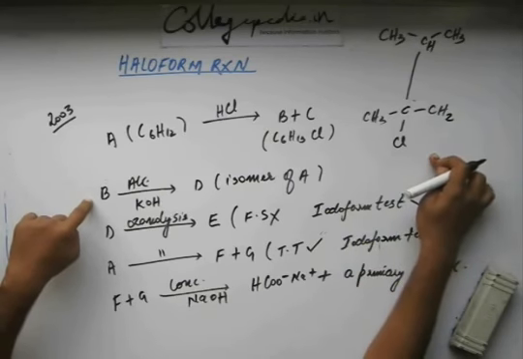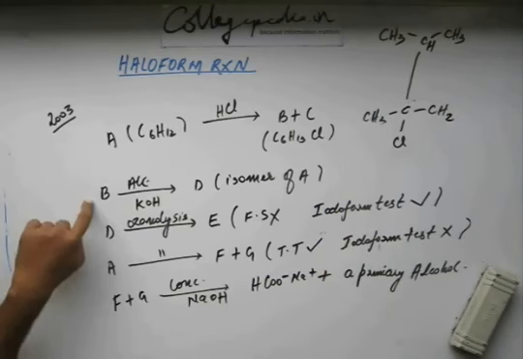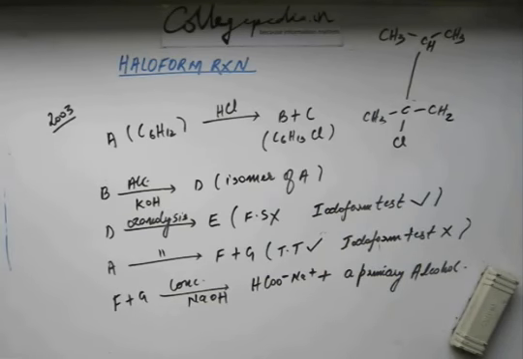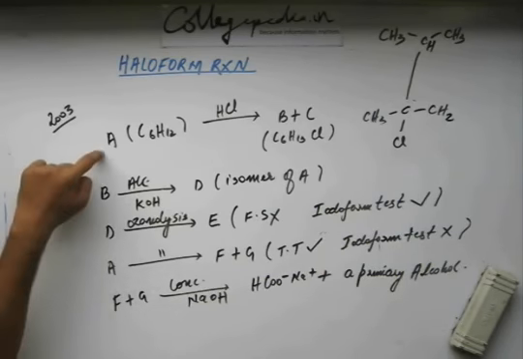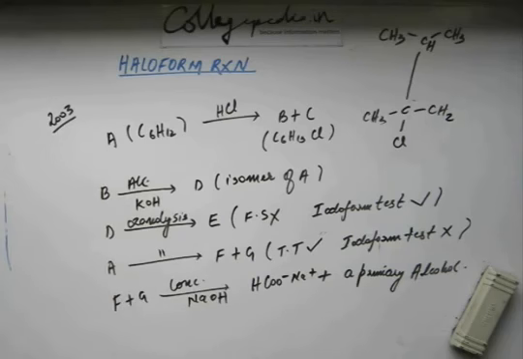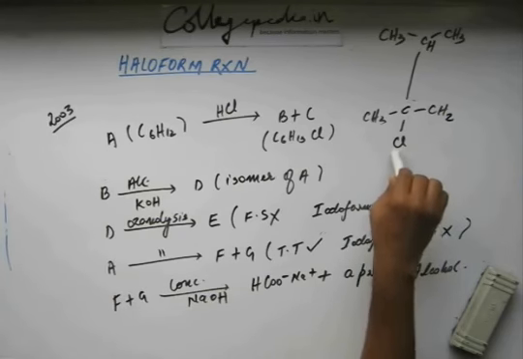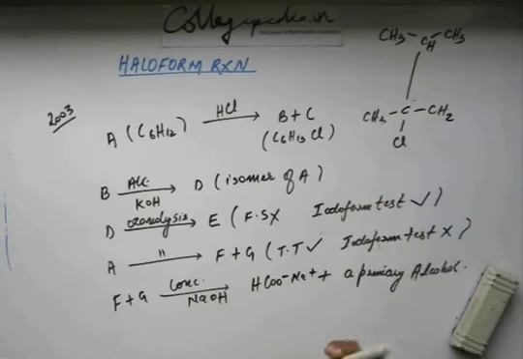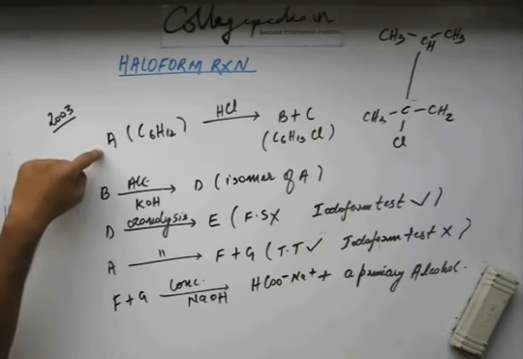This particular compound is B. Now you have identified B. Now you have to go for identification of A. Fine. Now, this chlorine has been attached here, and A must be an alkene.